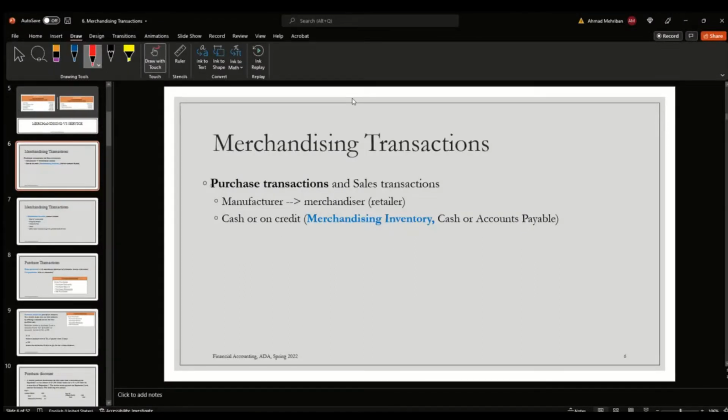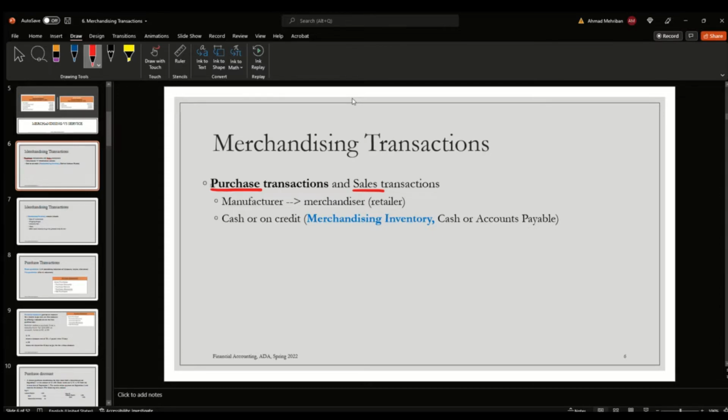Merchandising transactions majorly have two categories of transactions. Yes, so we have purchase transactions and there are sales transactions. This is very logical because many merchandising companies are not manufacturers. Before they have anything in the store to sell, they need to buy it, and that's where the purchase transactions come in. And the sales is clearly when they start selling it to their customers.